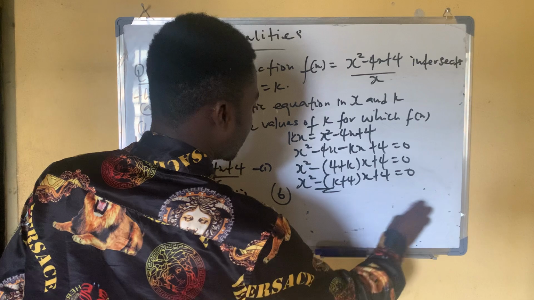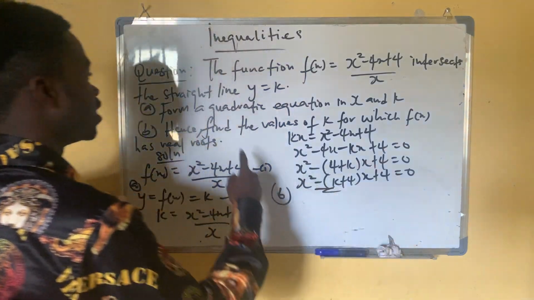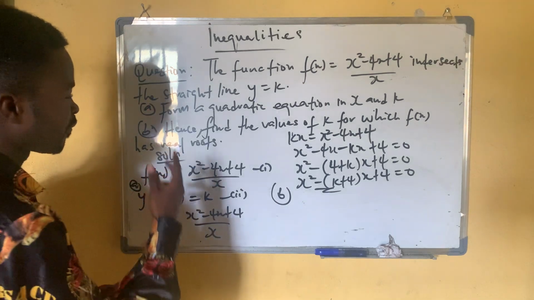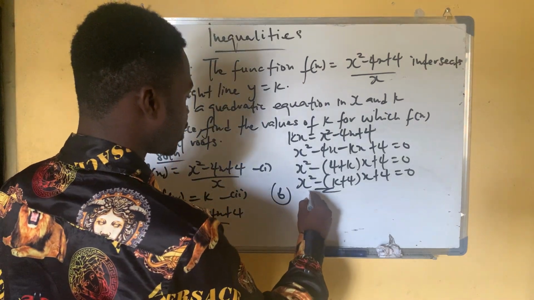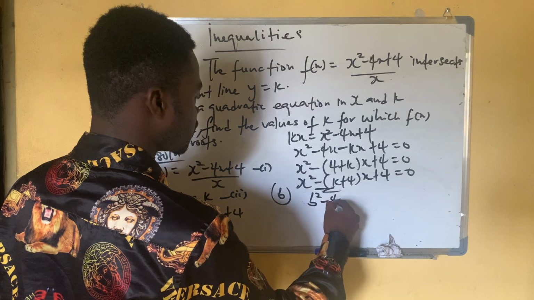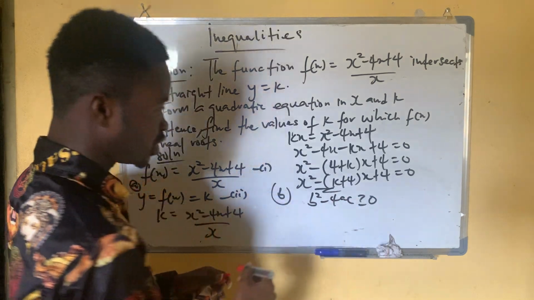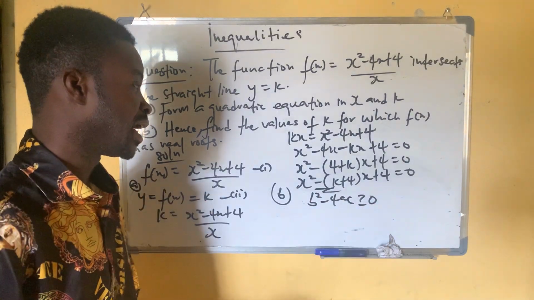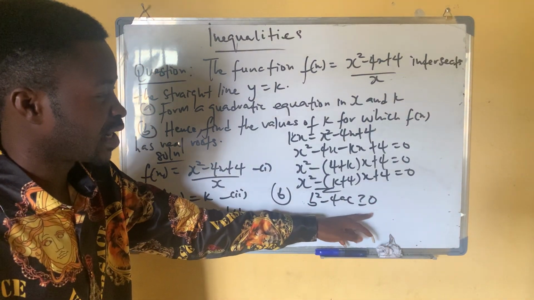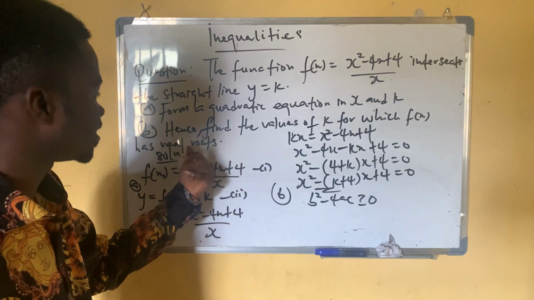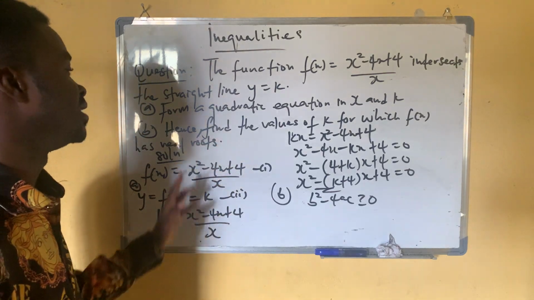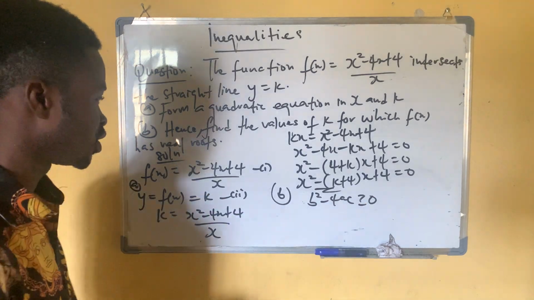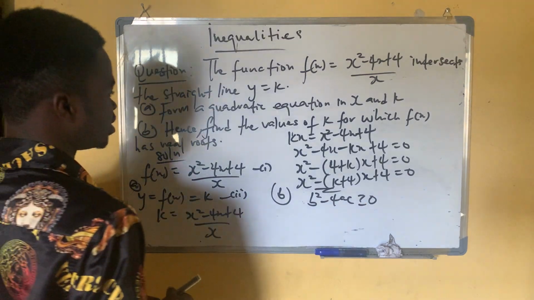Since we are told to find the value of k for which f of x has real roots, it means we will make use of b squared minus 4ac greater than or equal to 0. Because greater than 0 simplifies to be real and distinct, equal to 0 signifies to be real and equal, but it is not specified here either real and distinct or real and equal, or just real roots. So we make it greater than or equal to 0. So b squared minus 4ac is greater than or equal to 0.